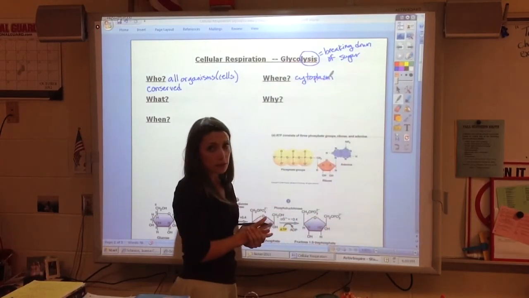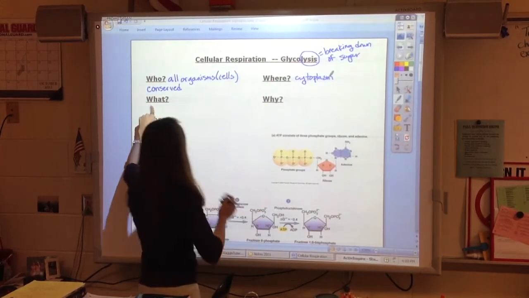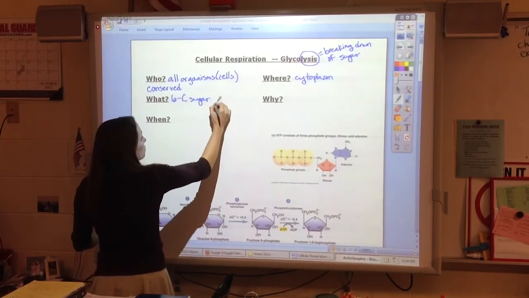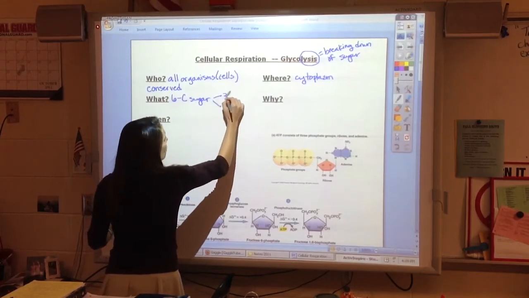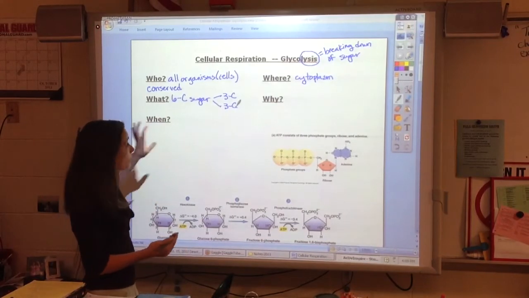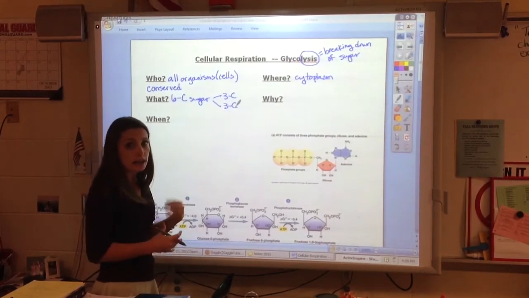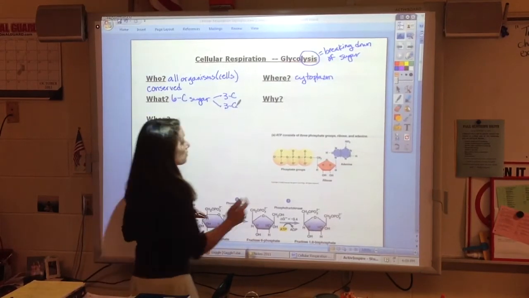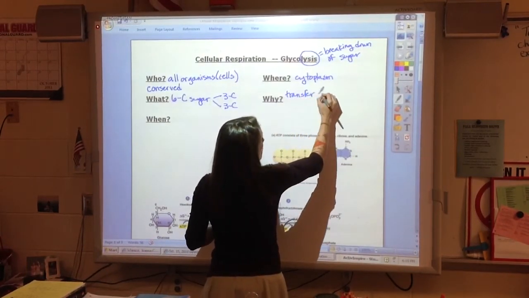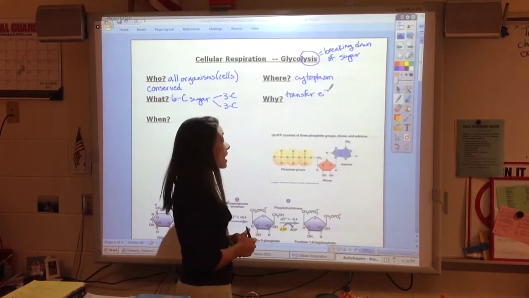of all cells. And what's going to happen is that we're going to break a 6-carbon sugar into 2 3-carbon sugars. That's the main idea of glycolysis. We're going to break a 6-carbon sugar into 2 3-carbon sugars. Well, then the question is, why does this happen? Because we are trying to transfer the electrons. We're trying to take advantage of the electrons that are in there.